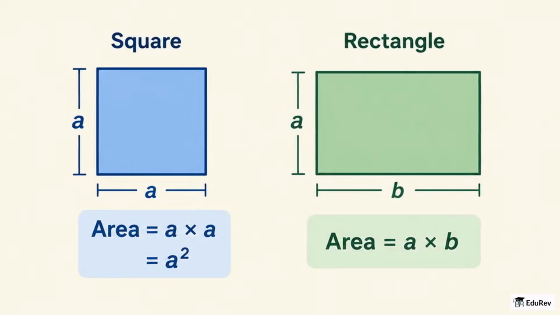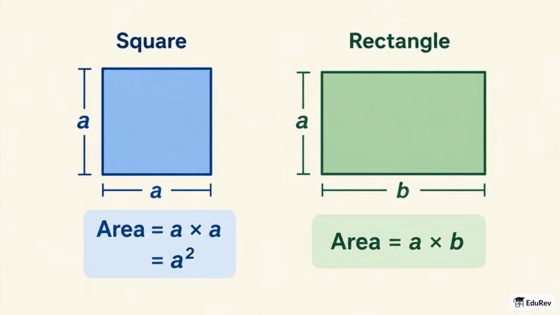Now areas. A square with side A has area A squared, written A times A.